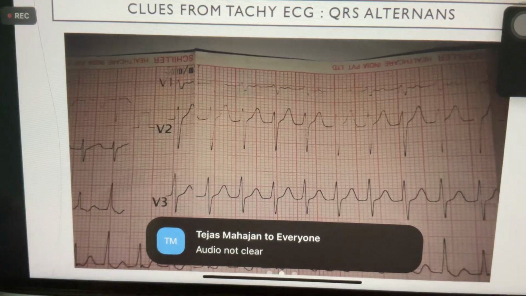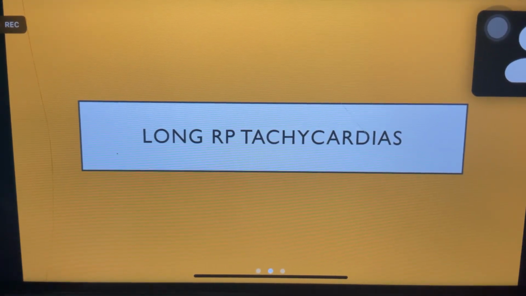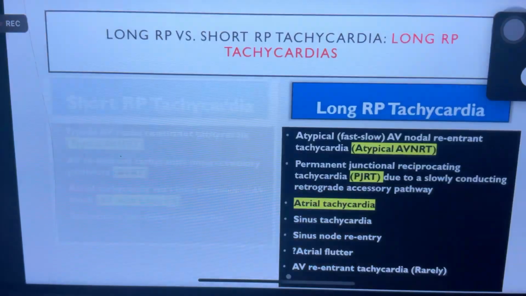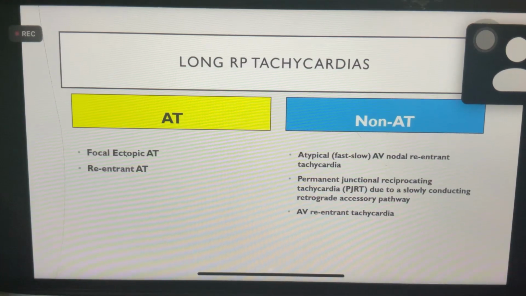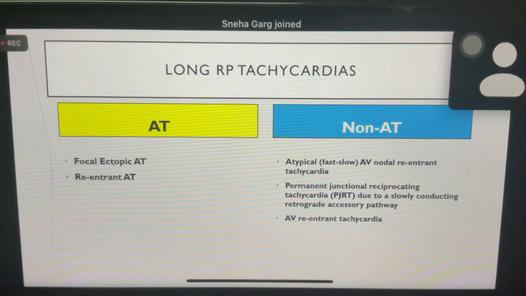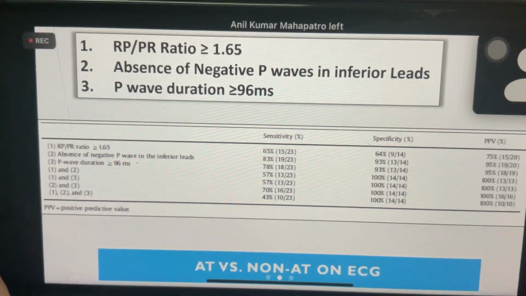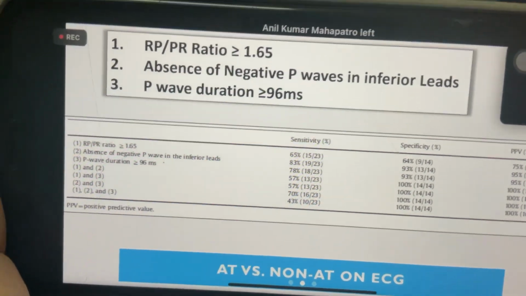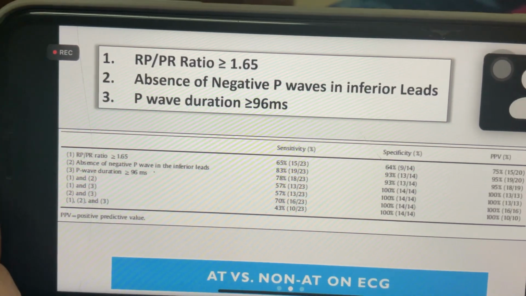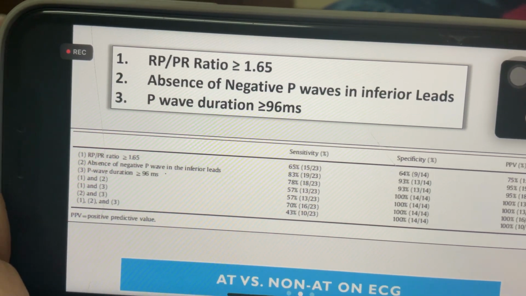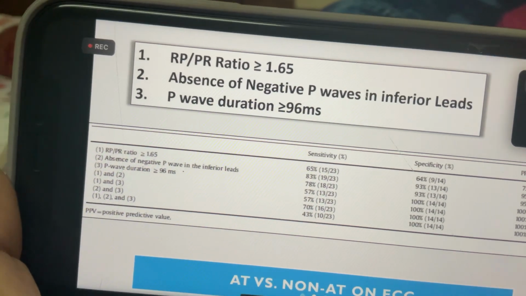So compared to that, if you go to long RP tachycardias, it is basically non-AVRT. Either you'll have EAT, as we said, atrial tachycardia, atypical AVRT, or PJRT. Very, very important feature: you see an RP which is long, but see the RP to PR ratio. That means the more the P wave is towards the QRS, and if the ratio is more than 6, this is a differentiating factor towards EAT.